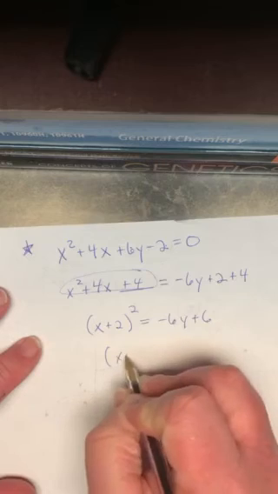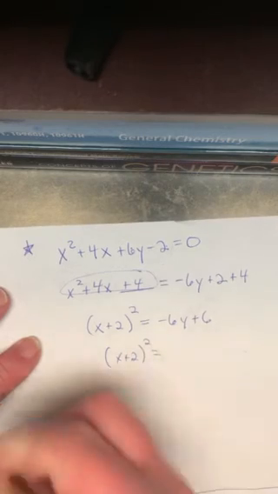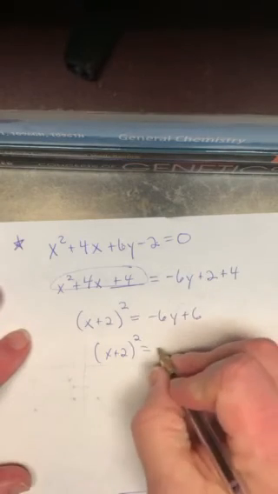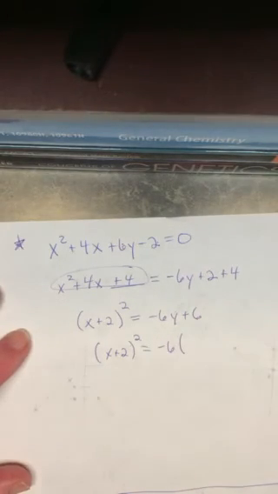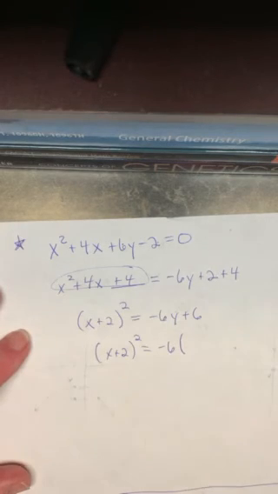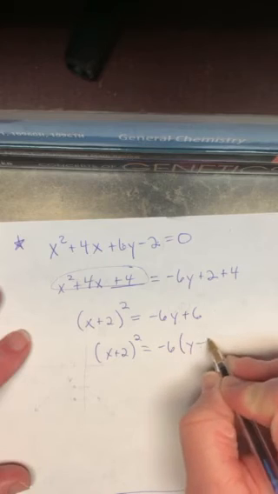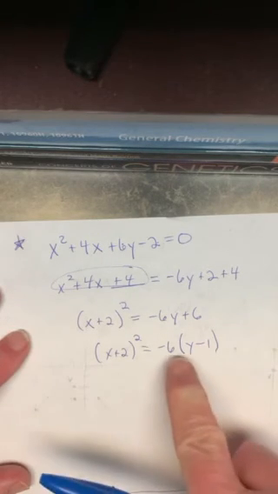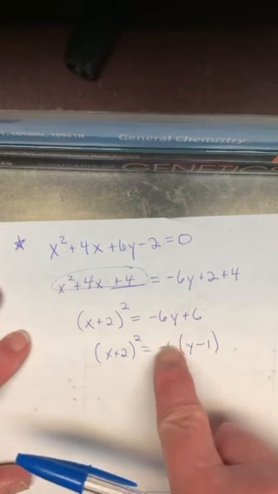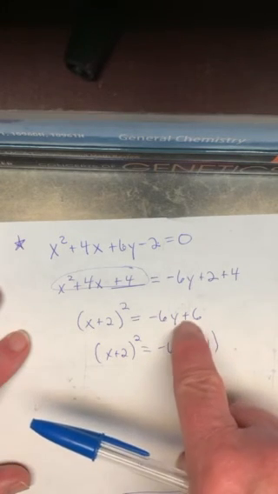So do you agree that I've got x plus 2 squared here on the left, and on that side, I'm going to factor out a GCF of -6, leaving me with what inside here? Think with me. Think before I write it. What would you put in there? Wouldn't it be y minus 1? Because -6 times y is -6y, and -6 times -1 would be +6.